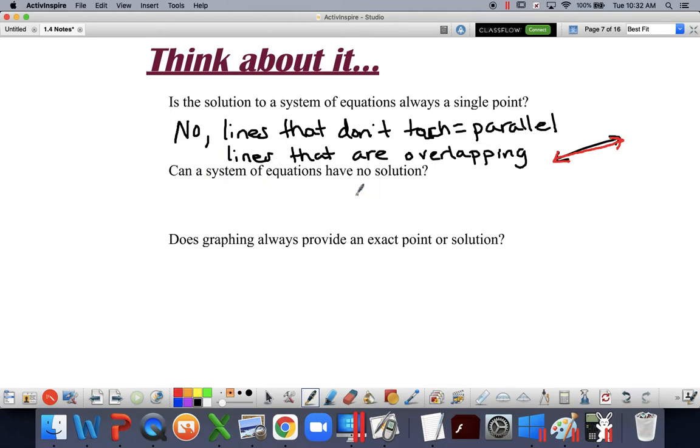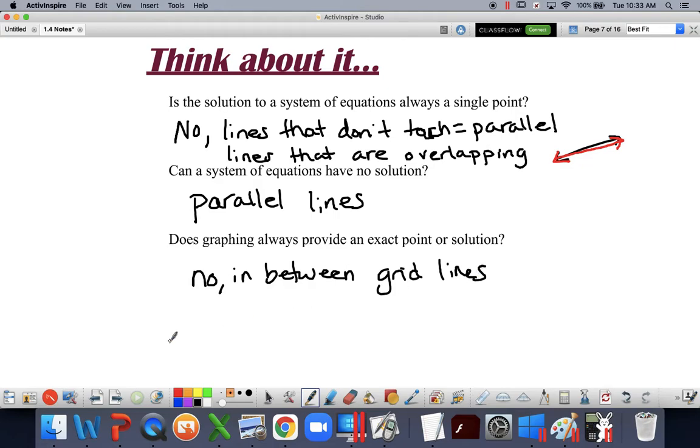Can a system have no solution? Yes. Parallel lines. Does graphing always provide an exact point solution? Unfortunately, that's not the case, right? If I have a solution and it happens to be in between the grid lines on my coordinate plane, it's hard for me to know what that value is without using technology. And even if I use my calculator, which we're going to get to as we go through this section, it's still something that I may have to round, which is unacceptable, right? We're trying to be as exact as we possibly can.